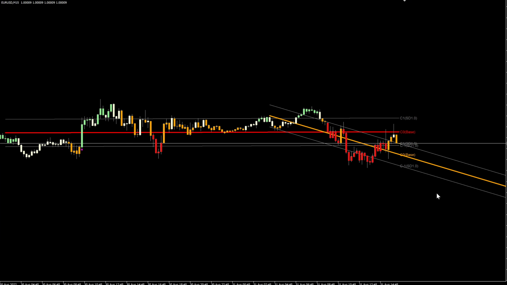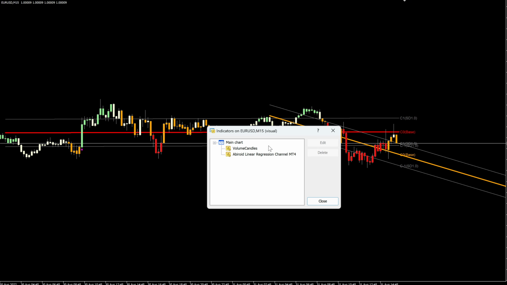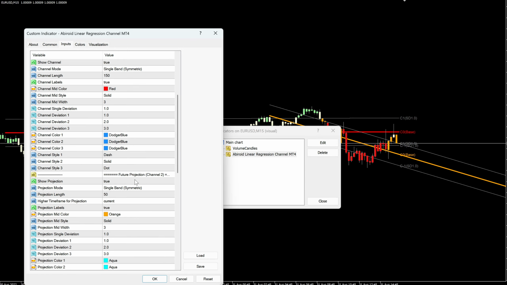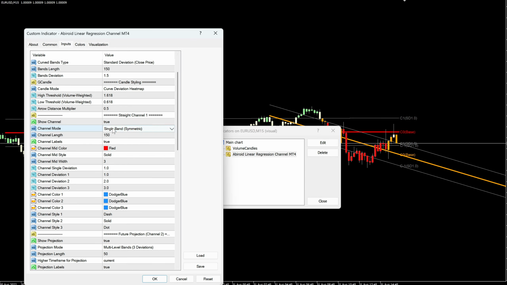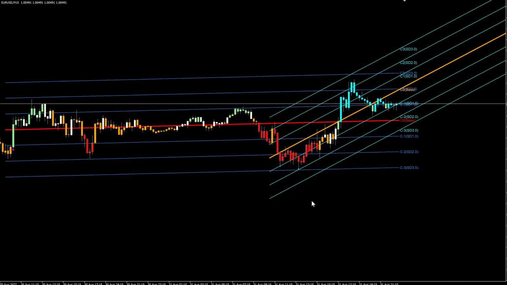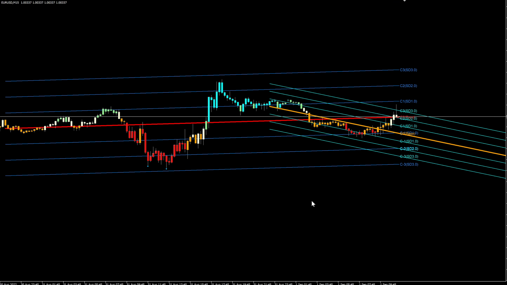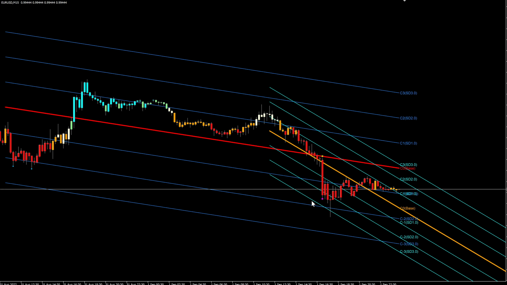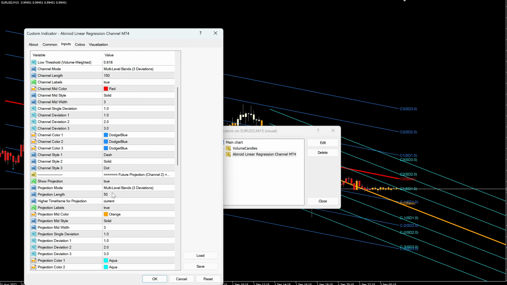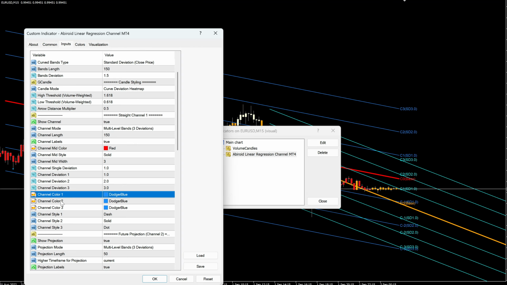But if you are looking for those overextended high and low periods, in that case it's better to have multiple channels. So you can set that to multiple level bands. These actually will help you with setting the alerts. So these will help you figure out those overextended areas much better. And for each band you can set the colors and the styles.